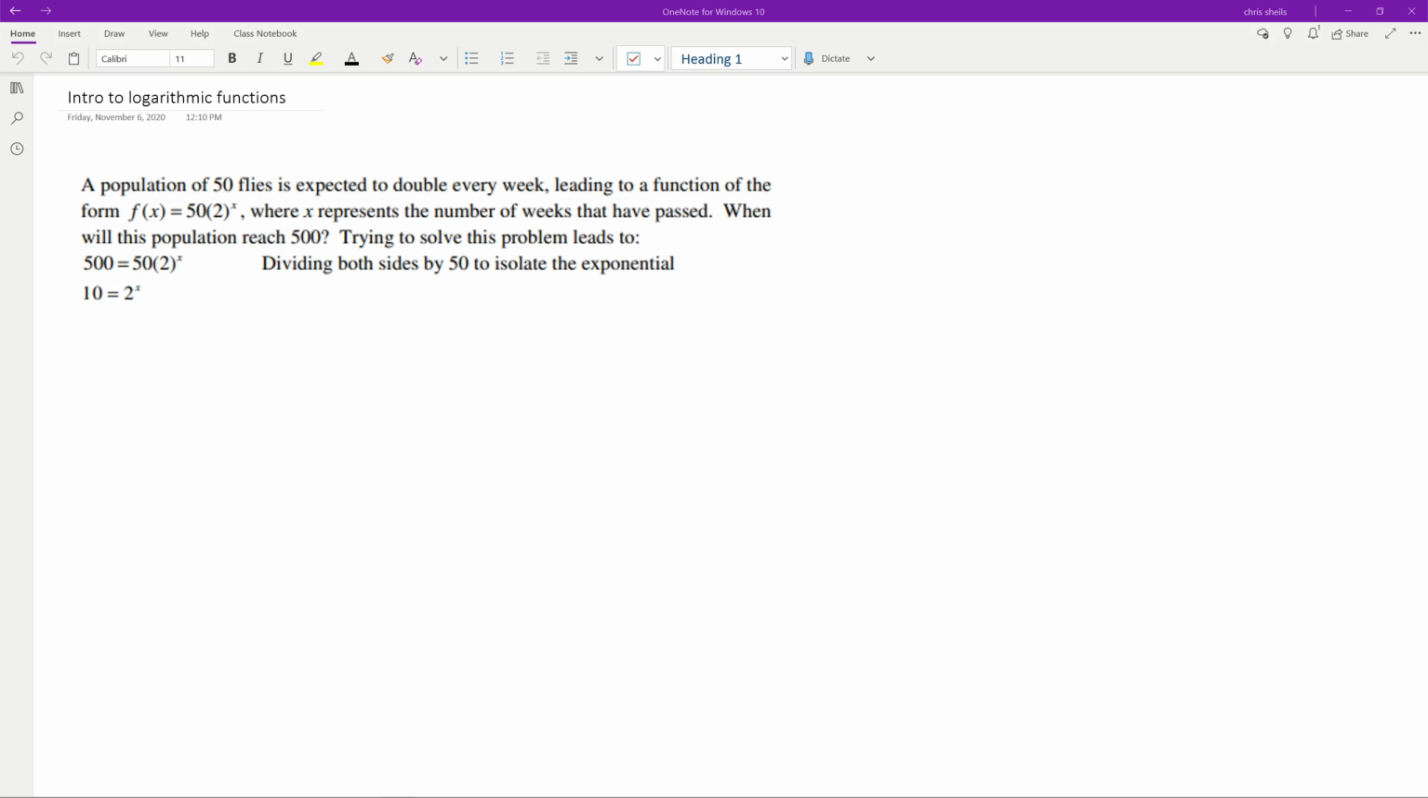Hey everyone, today we're going to discuss section 4.3. This is on logarithmic functions. Let's go ahead and look at an example.